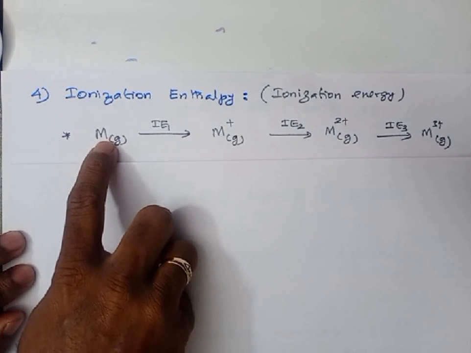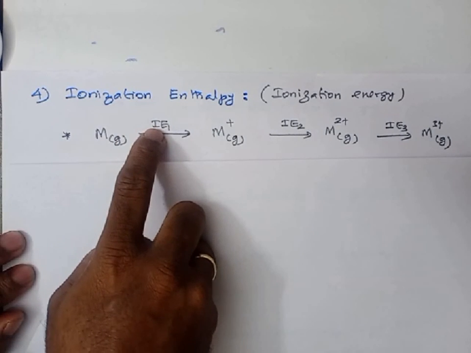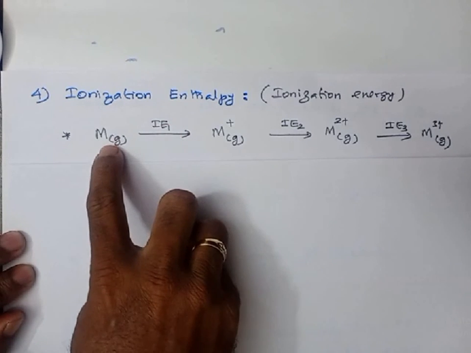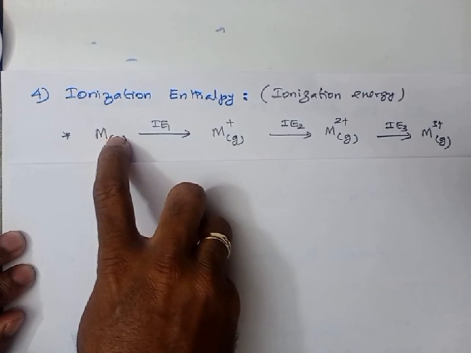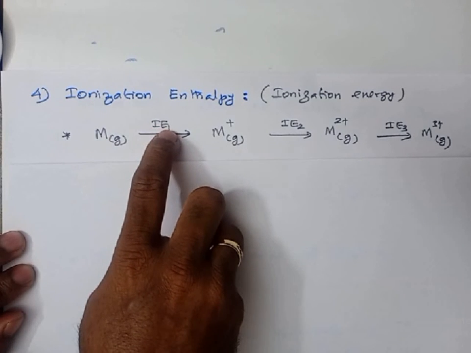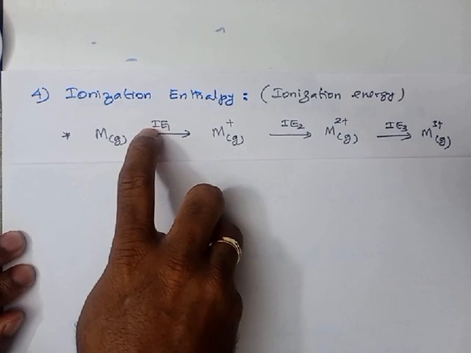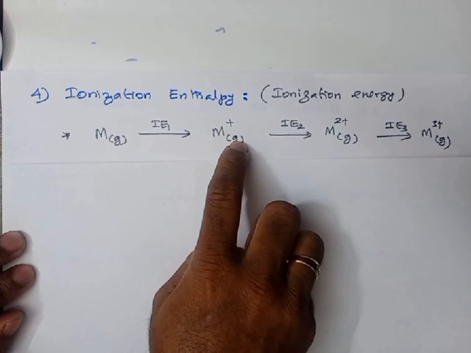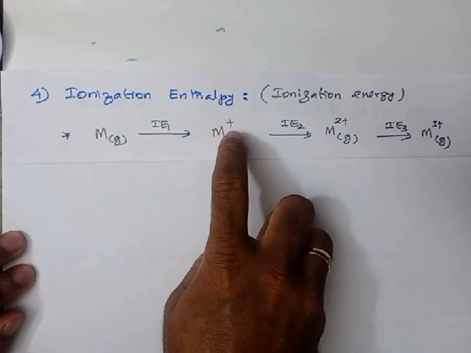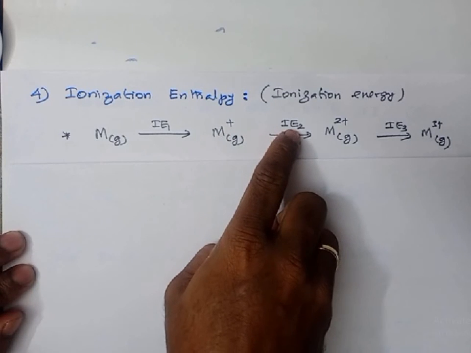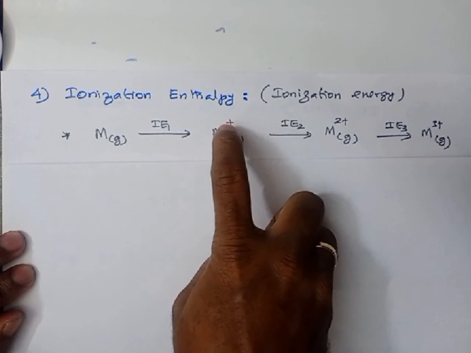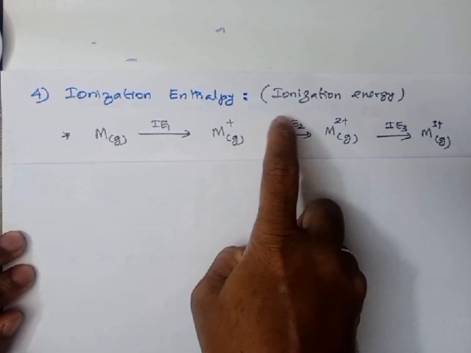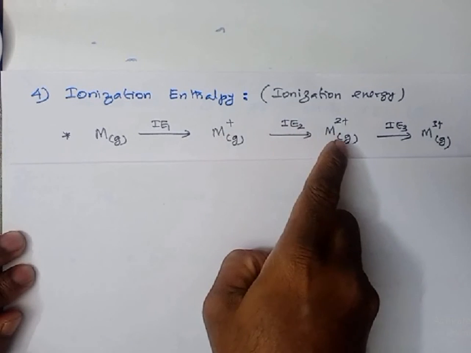Keep this in mind. So, for a metal atom in the gaseous state, if you supply some energy, you can remove one electron. The amount of energy required to remove one electron from the neutral gaseous atom is what we call first ionization energy. That's why I put number 1 here. Number 1 indicates first ionization energy. So you will get a monopositive ion in the gaseous state. If you remove one more electron from this monopositive ion, you need to supply more energy. The energy required to remove one more electron from the monopositive ion is what we call the second ionization energy. After removing one electron, you will get a dipositive ion.